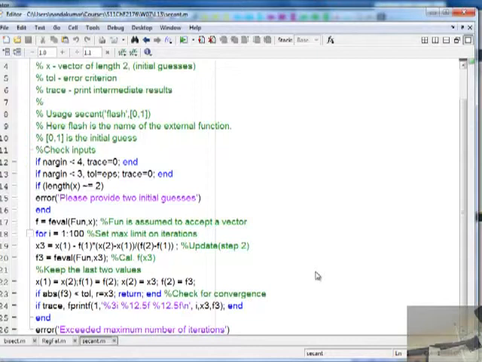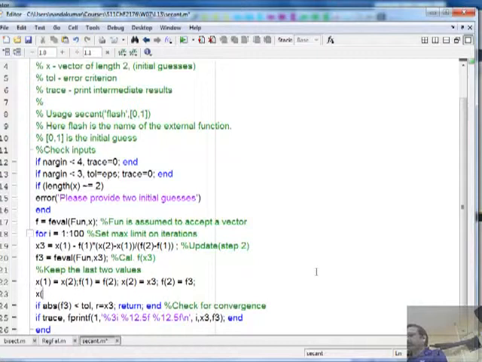Hey, I'm going to ask you a question. Could I have done this? x1 equals x2. Instead of line 22, could I have done this? So I have x3, I put it into x2, and I have x2, which I put into x1. No. If you do it that way, then you're assigning x3 to x1.